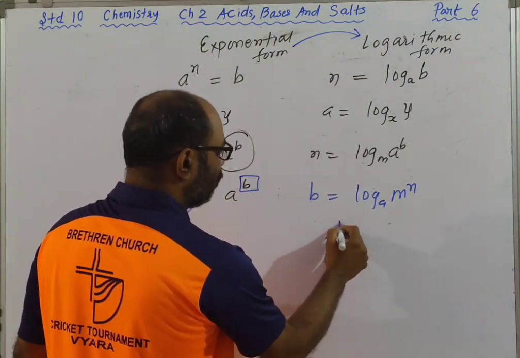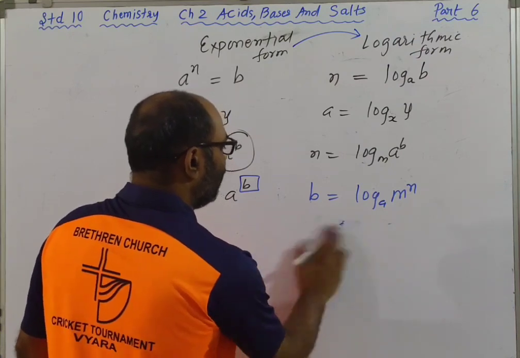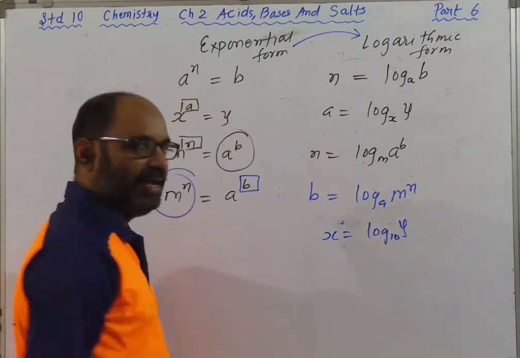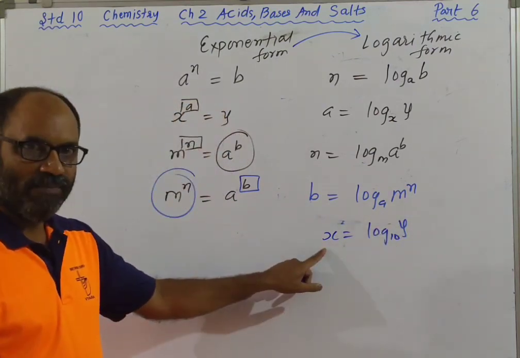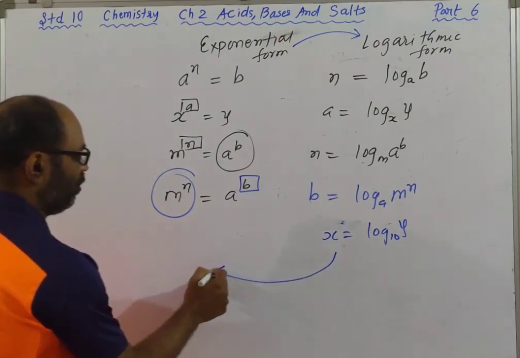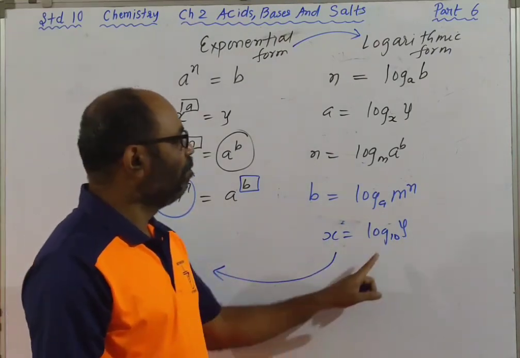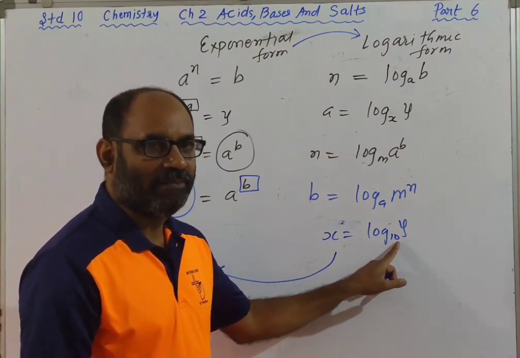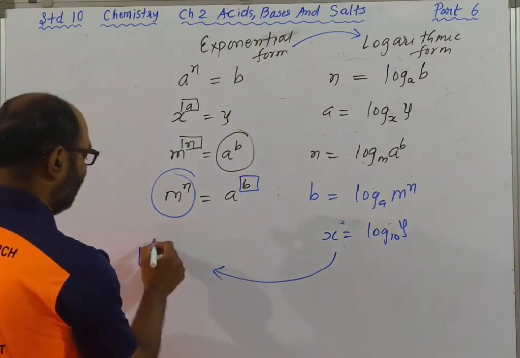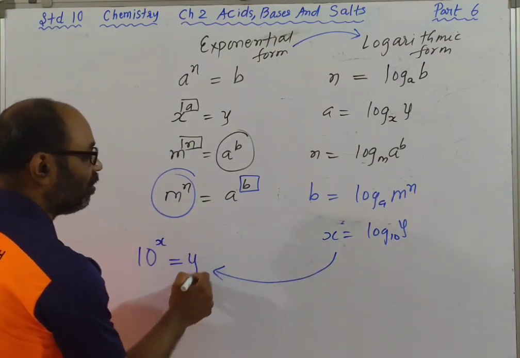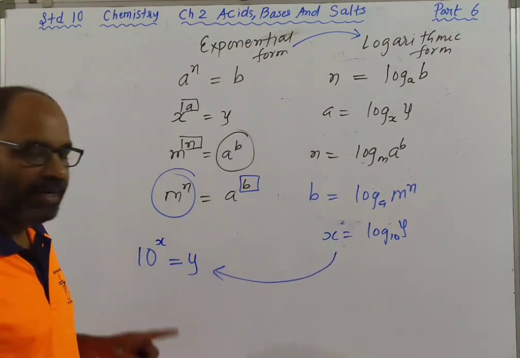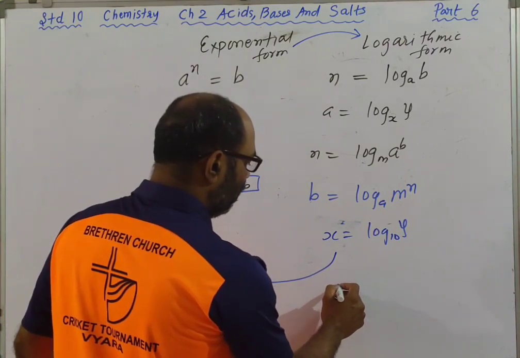Now take the logarithmic form x is equal to log of y to the base 10. This is logarithmic form; the value of log of y is x. Convert into exponential form. First pick up the base. What is the base of logarithm? 10. So write that 10, with the value of the logarithm as index, is equal to y. So you have converted logarithmic form into exponential form.